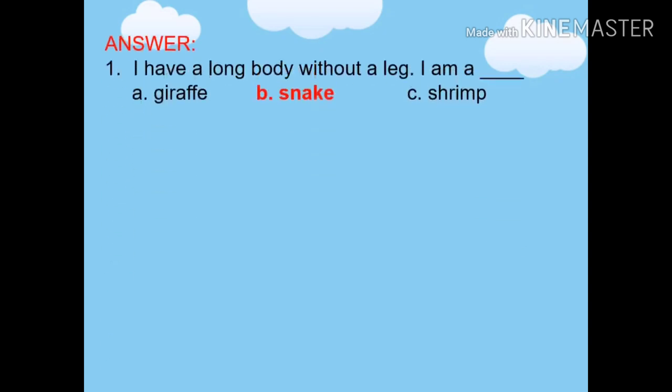Now let us check your answers. The red one will indicate the answer. Number 1. I have a long body without a leg. The answer is letter B, snake, because a snake has a long body and it has no leg. A shrimp also has no leg, but it doesn't have a long body. A giraffe has legs and it also has a long body with a long neck. So the answer is letter B, snake.